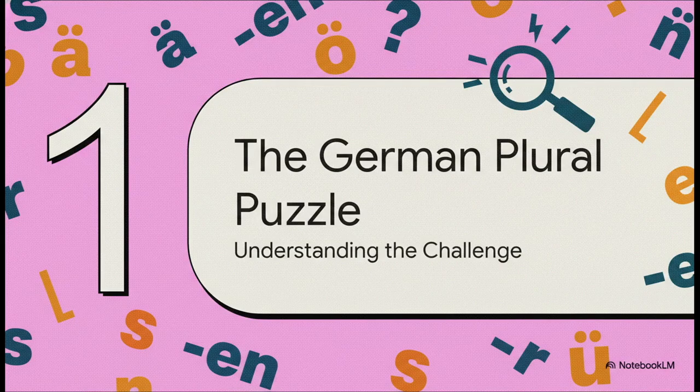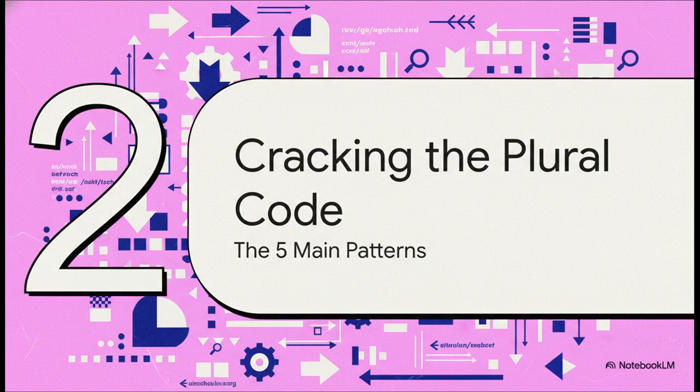Okay, so let's start with the big question. Why does this all feel so tricky? I mean, in English, we usually just slap an S on the end of a word and we're done. But German, it's got all these different endings, sometimes even vowel changes. But here's the secret. What looks like total chaos is actually a set of patterns, and our mission today is to uncover them.